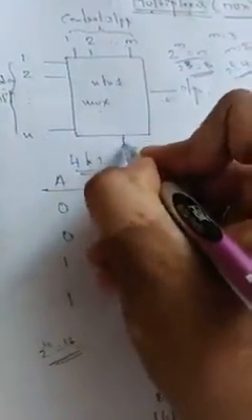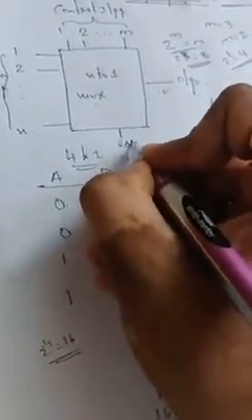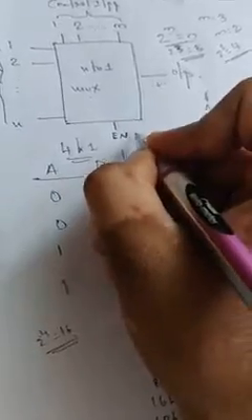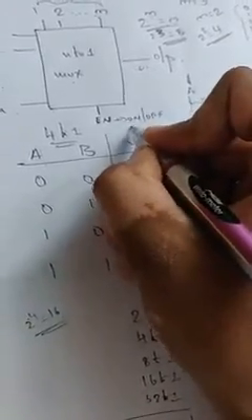So let's solve some problems based on this multiplexer. I've forgotten to tell you something. There will be one more input for this multiplexer, that is enable. Enable is a switch. It can be on or off. On means 1, off means 0.